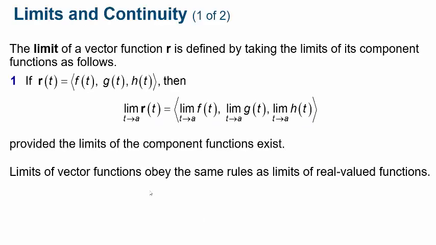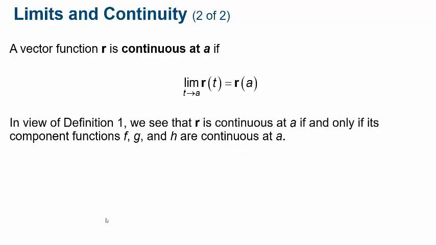All right, and this is just provided the limits of the component exist. So really what's going on here is the limit of vector valued functions obey the same rules as limits of real valued functions. Nothing is different here. So, as a further application of this formula, a vector function r is continuous at a, obviously, if the limit as t goes to a of r of t is just equal to r of a, okay?